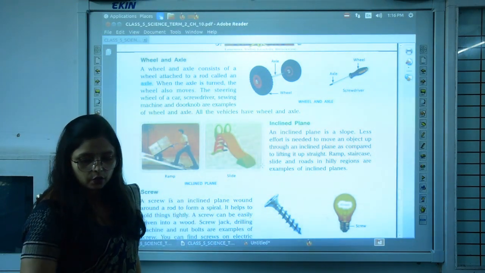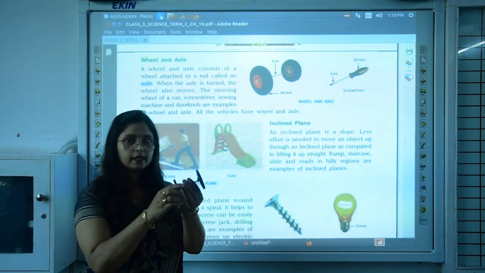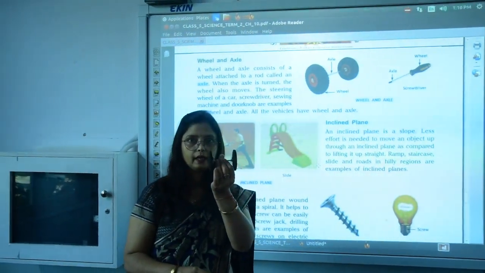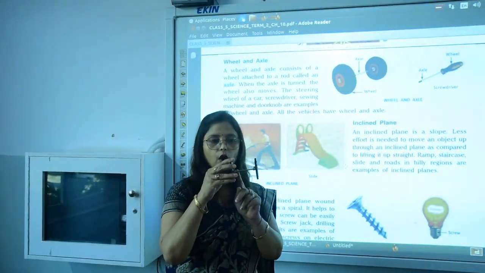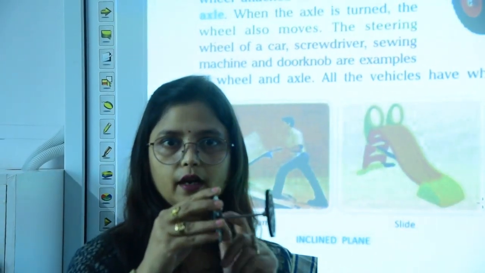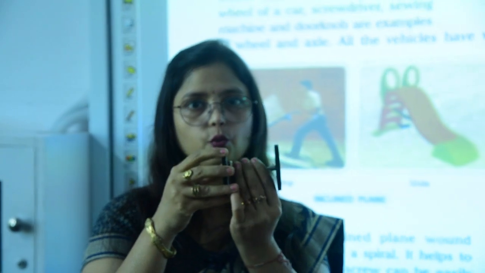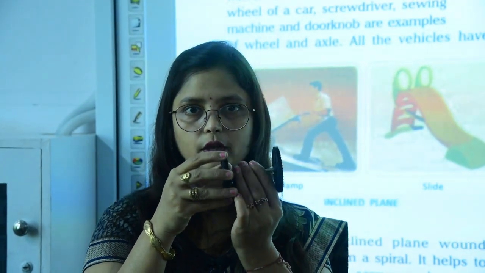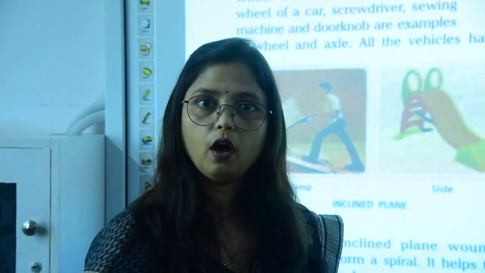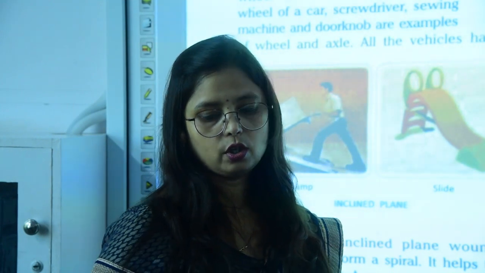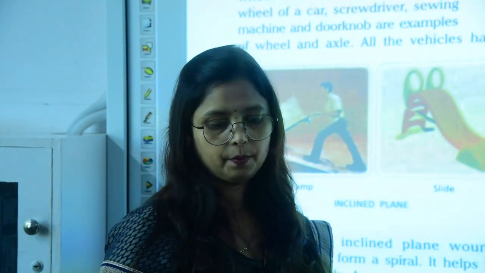So, children, you can see here, this is an example of wheel and axle. This is the rod through which these two wheels are attached, and when this rod moves, it also moves the wheels along with it. So, this is one of the examples of wheel and axle. So, this is also one of the simple machines.